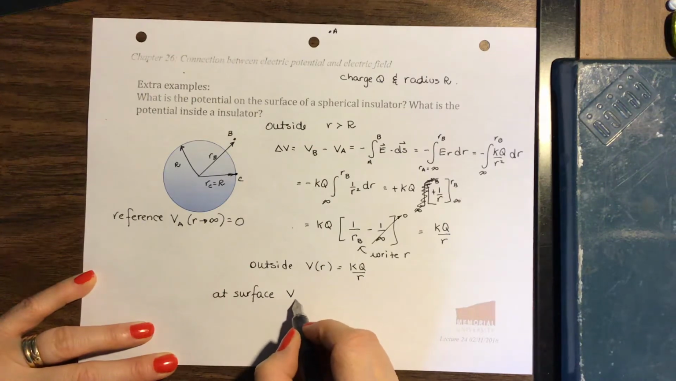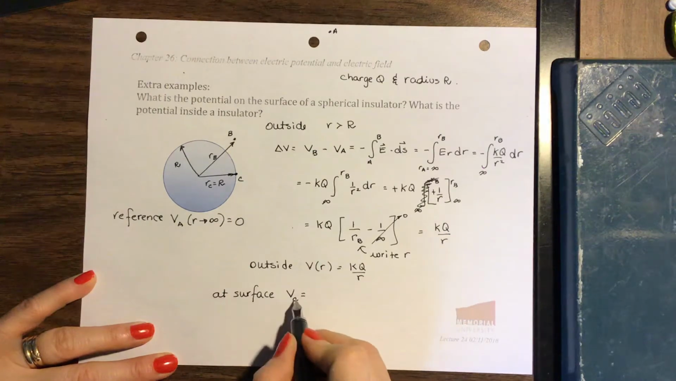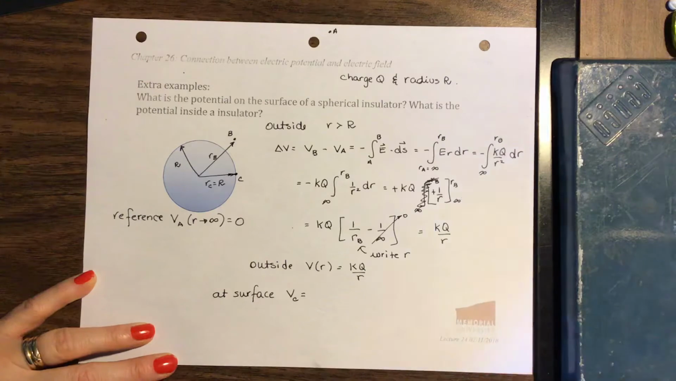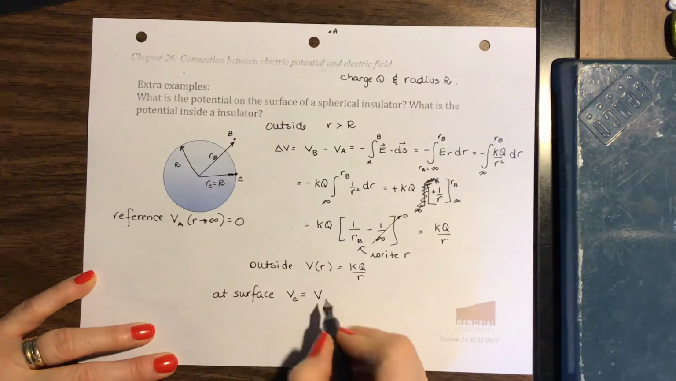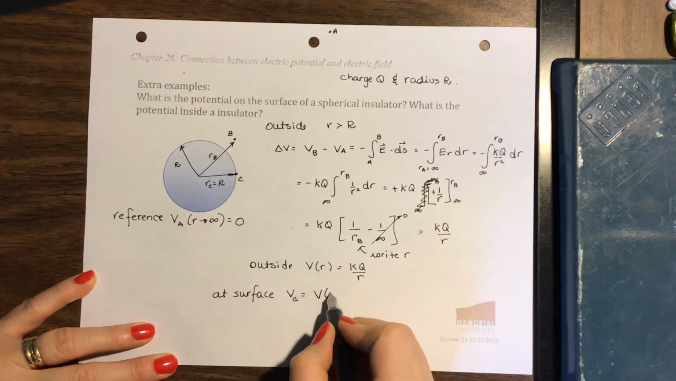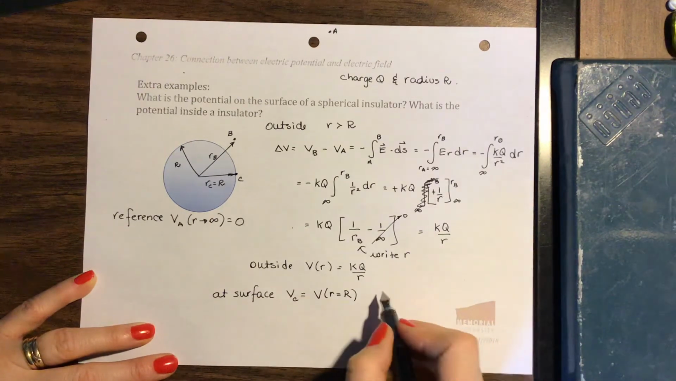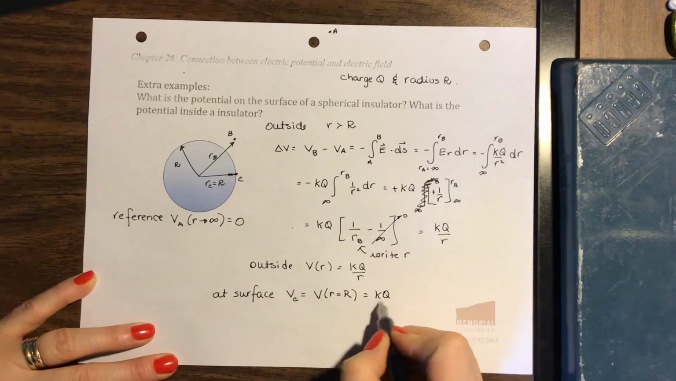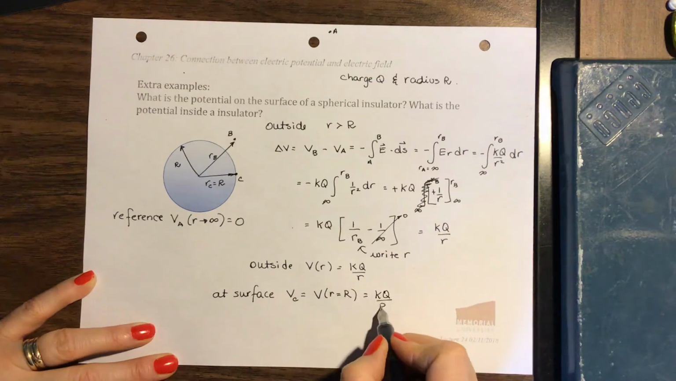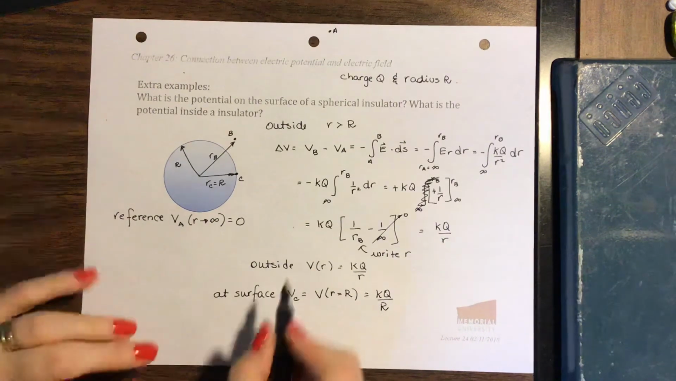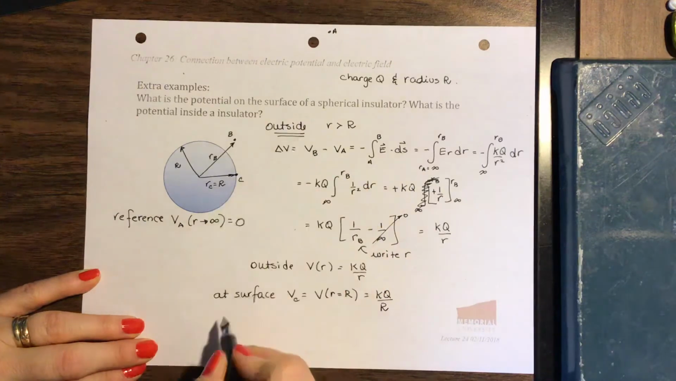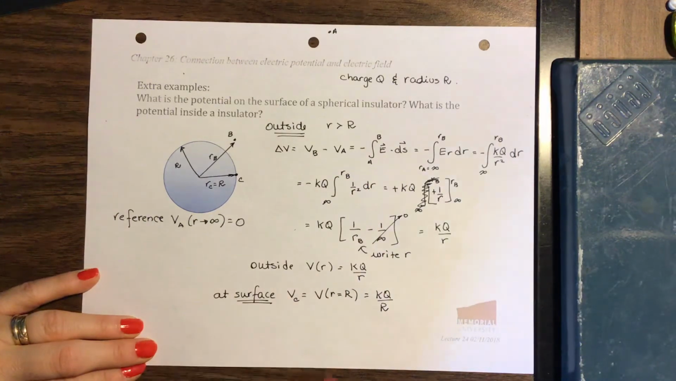So VC, the electric potential at the surface with regards to our reference point, is the electric potential at a distance of R equals the radius of the sphere, because that's at the surface, equals K times Q over capital R, the radius. So there's the potential outside, there's the potential at the surface, and in the next video we'll do the potential inside.